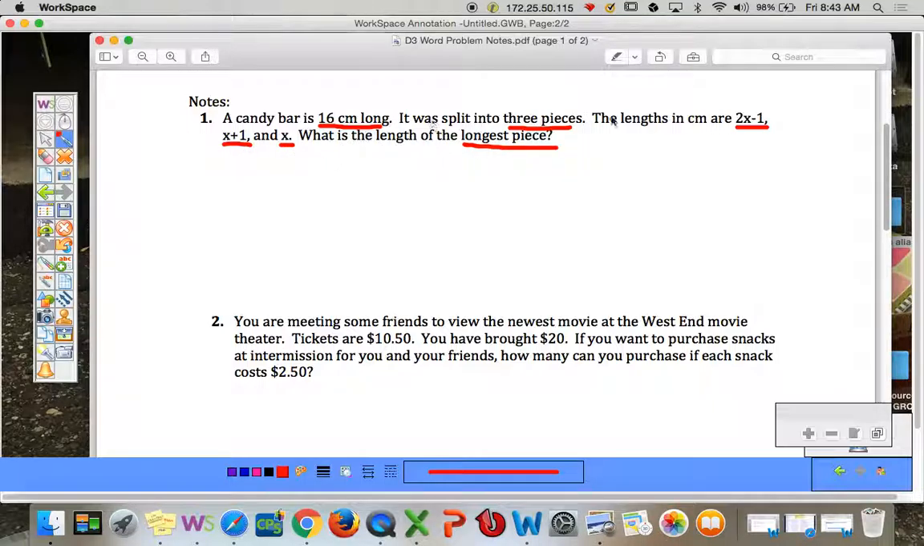All right, let's set up an equation. Here are the 3 pieces. 2x minus 1, and then we have plus the x plus 1, and we have plus the x. So here are the 3 pieces. Together they're 16 centimeters long. Let's solve for x first, and then we can answer the question, what's the length of the longest piece?